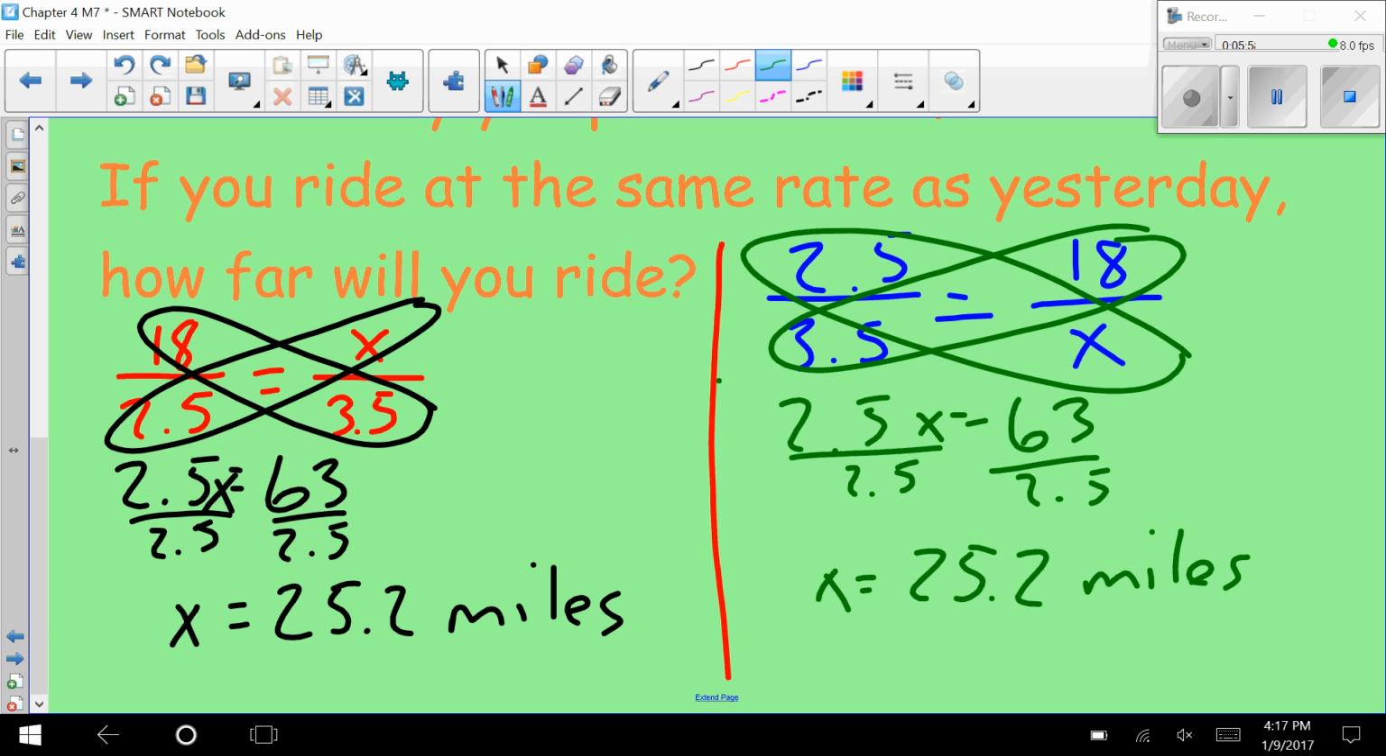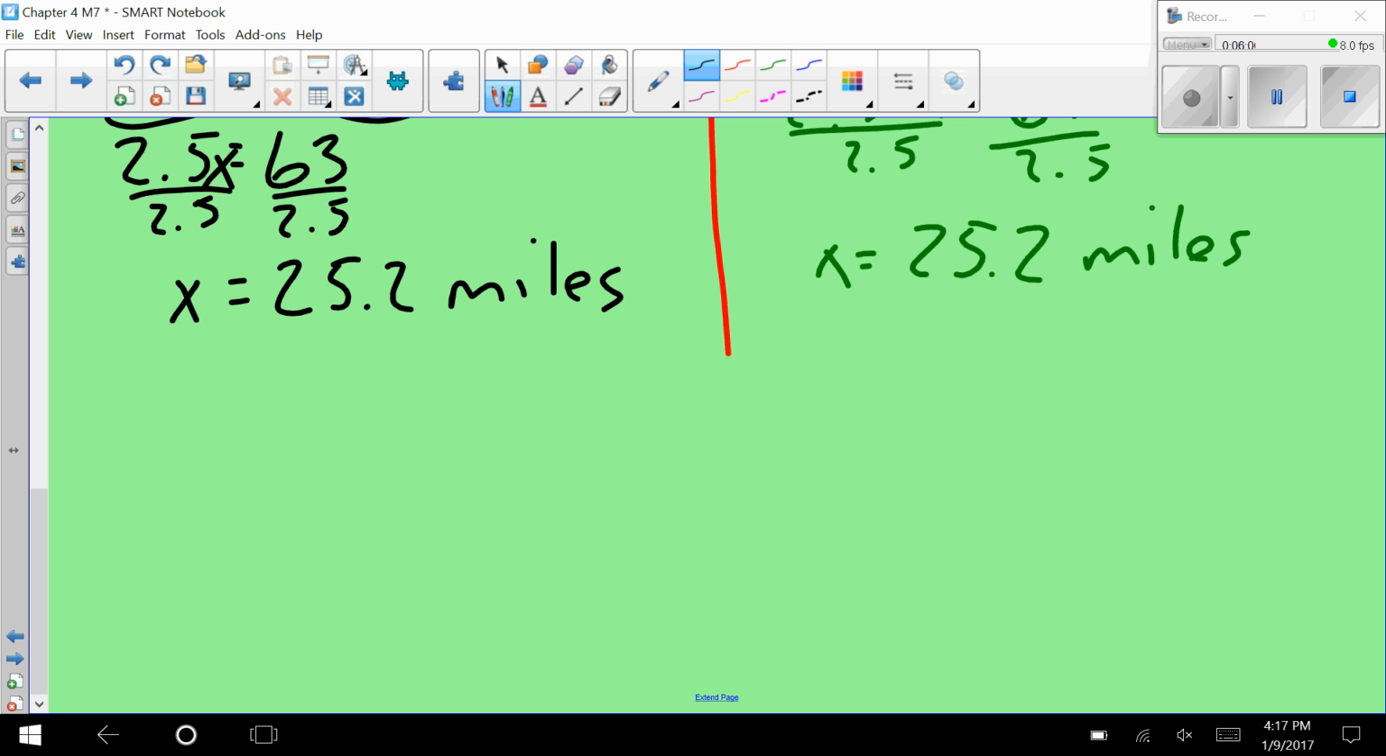There are a couple different ways you can set up any proportion and still get the right answer. There are also a couple ways that you couldn't set it up to get the same answer. So if you would set up a proportion as 18 over 3.5, well, the 18 and the 3.5 don't go together. The 18 is from one day, the 3.5 is from a different day. They're not both hours, they're not both miles. That doesn't work. Any proportion I set up like that is going to be wrong. So make sure you just line up the things that go together.